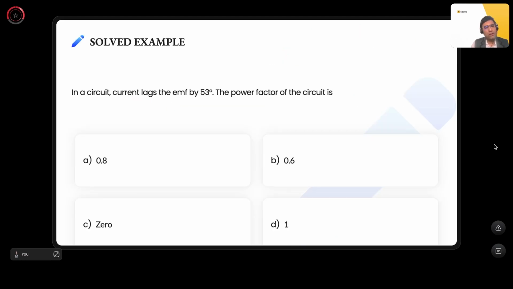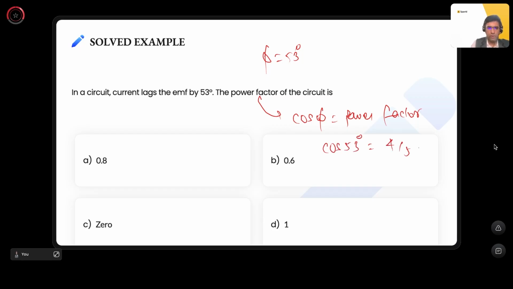In the circuit, the current lags EMF by 53. So phi is equal to 53. So how much will be the power factor? Cos phi is the power factor. So cos 53 is equal to how much? 4 by 5. So it will be 0.8. Okay.